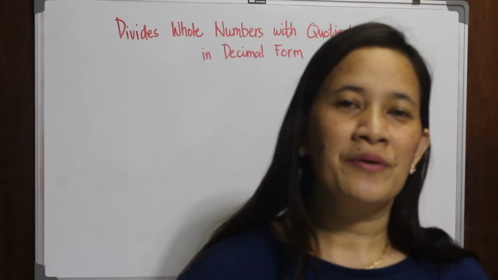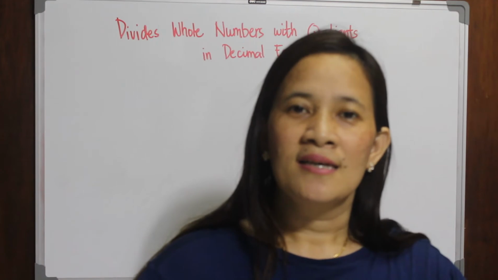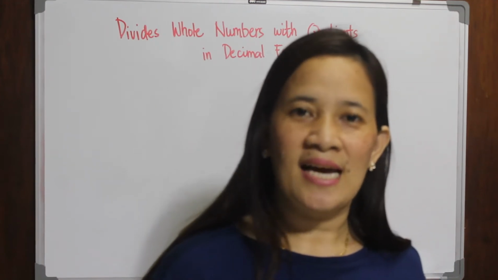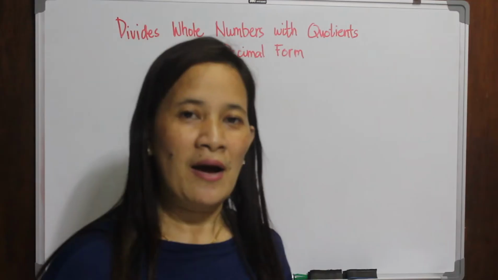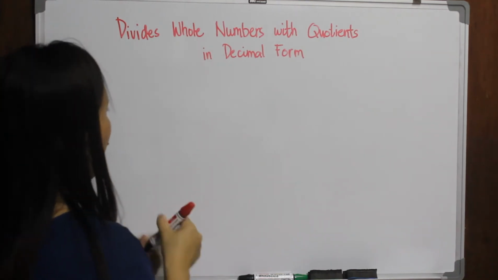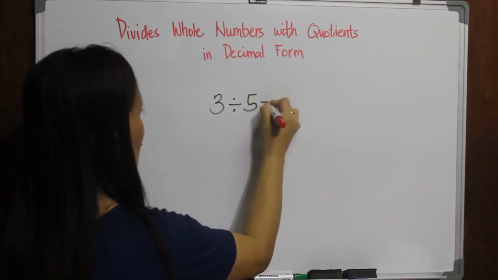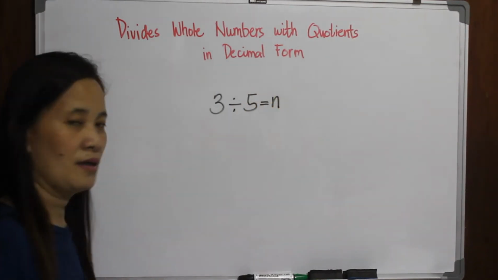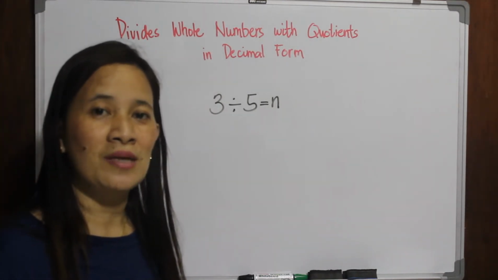So in our module, we have a problem, and let's solve this problem together, okay? So let's read and understand our problem. Our mathematical sentence, we have 3 divided by 5 equals n. Okay, so she has 3 bars of chocolate and she wants to share it with her 5 friends.